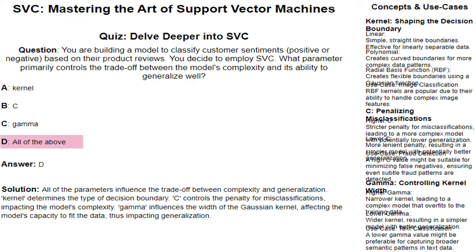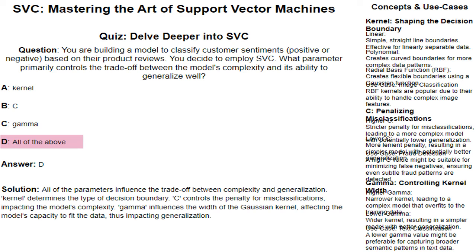The kernel function in SVC determines the shape of the decision boundary. Different kernels allow for different types of decision boundaries, leading to different model complexities. Linear creates a simple, straight line boundary. Effective for linearly separable data. Simple classification tasks where data points are clearly separated by a straight line. For example, separating emails into spam and non-spam categories based on keywords.